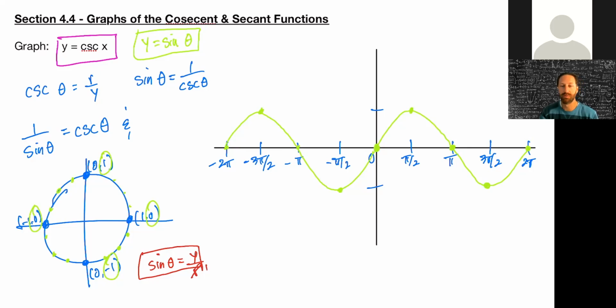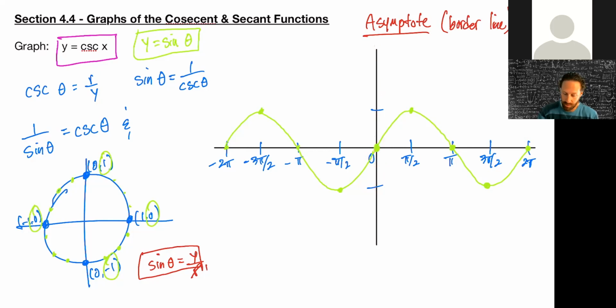Have you guys heard of an asymptote before? An asymptote is basically a borderline. It's something that our graph will approach very closely, but never actually reach, because when we plug this in, we don't get anything out.